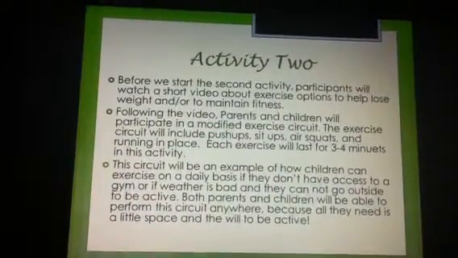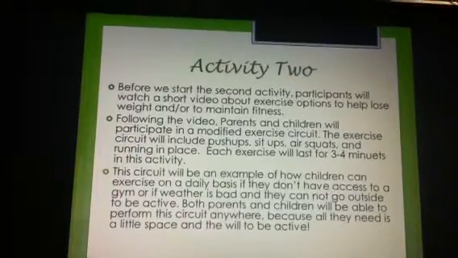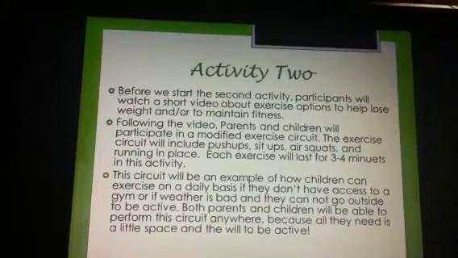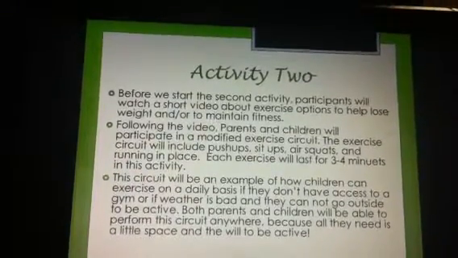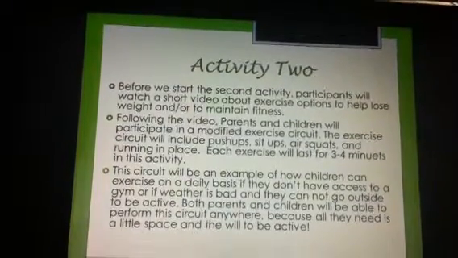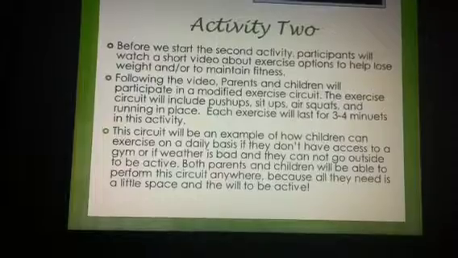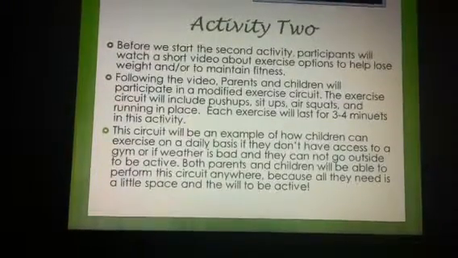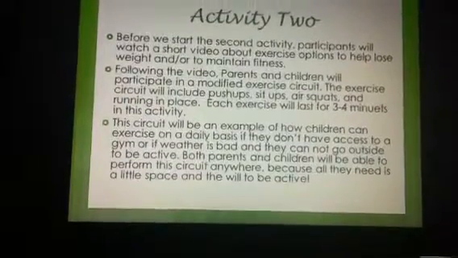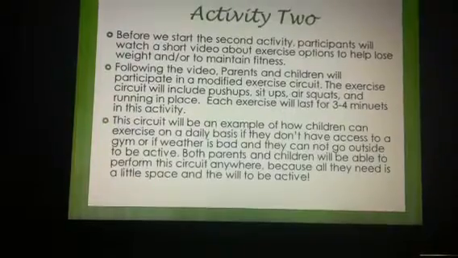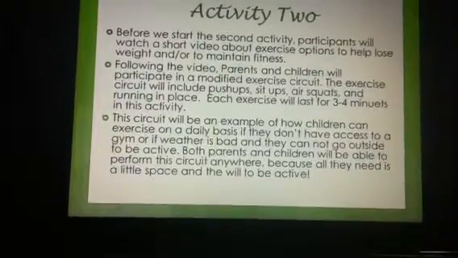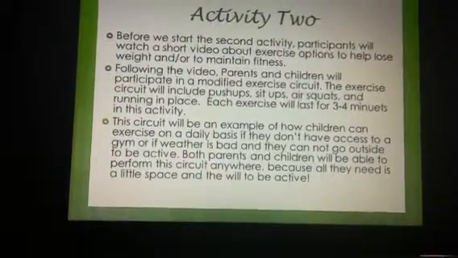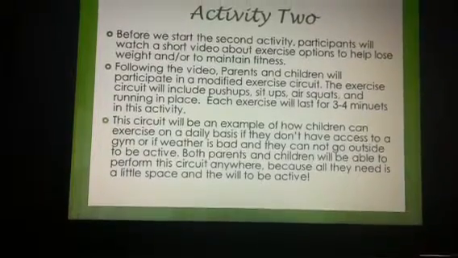To start out activity 2, I would start off with a short video which discusses exercise options to help participants lose weight or to help them maintain their fitness if they've already lost some weight. Following this video, I would have the parents and children in the audience partake in an exercise circuit. The circuit would include push-ups, sit-ups, air squats, and running in place. Each activity would last for 3 to 4 minutes at a time, with maybe a 30-second break in between. Overall, this activity 2 should probably take roughly 20 to 25 minutes.